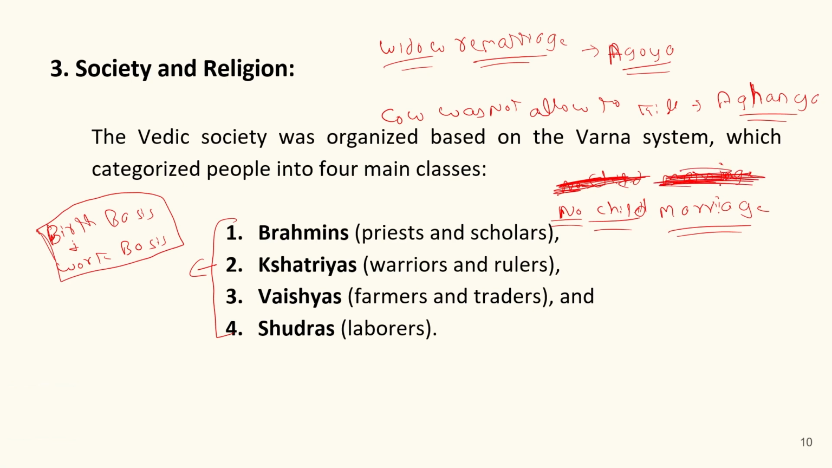Now, come to the later time. Later Vedic period, what happened? First thing is that this birth basis came into existence and the work basis declined. Second, widow remarriage was not allowed. Third, the status of the cow was there, but we have evidence that cow killing was prevalent.